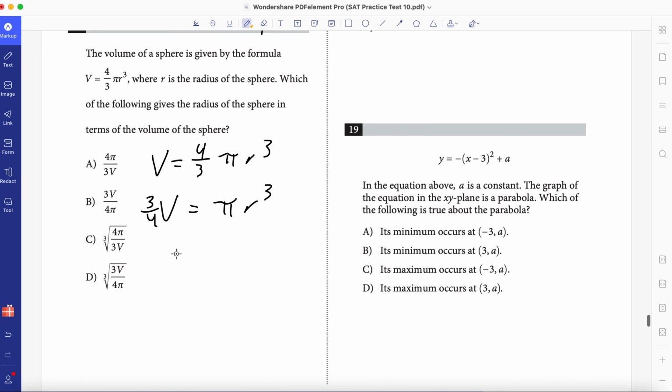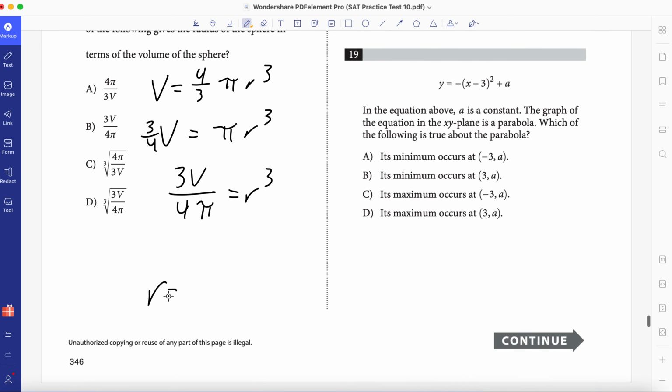And now divide this by pi, we're going to get 3v over 4 pi is going to equal r cubed. And this is going to be r equals the cube root of 3v over 4 pi, which indeed is the correct answer. So the correct answer would be D.